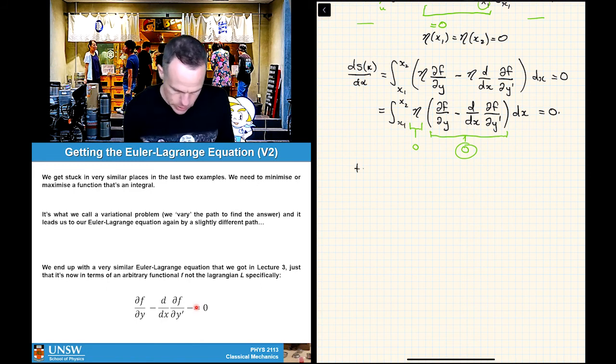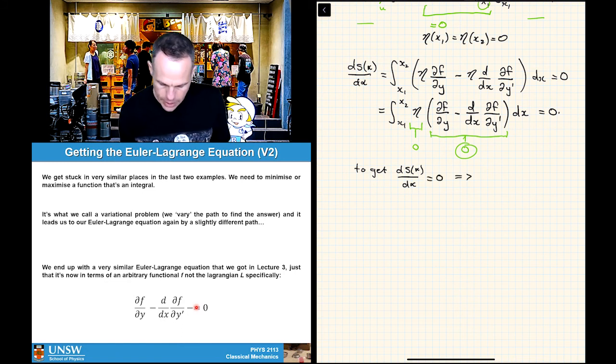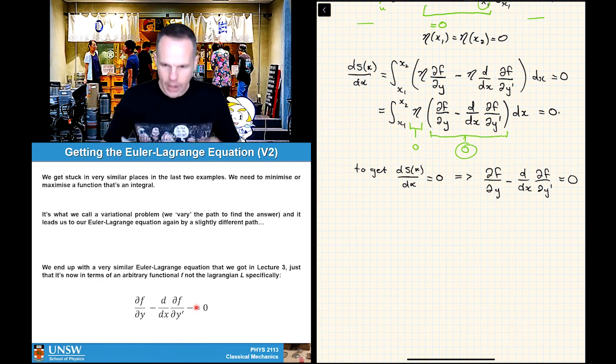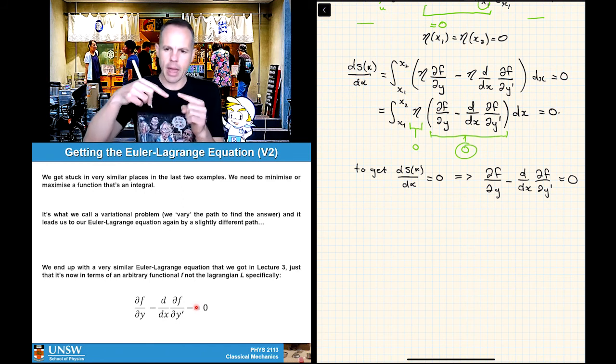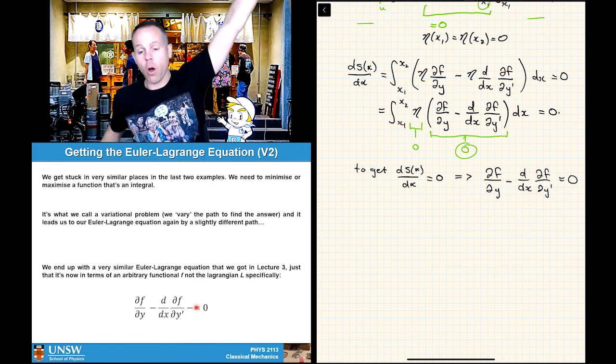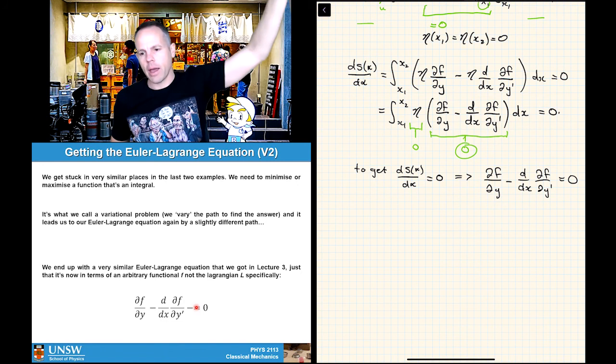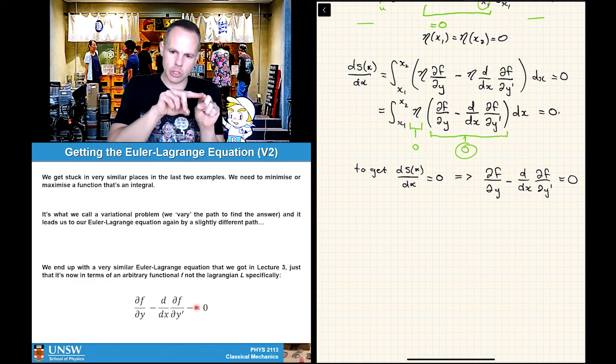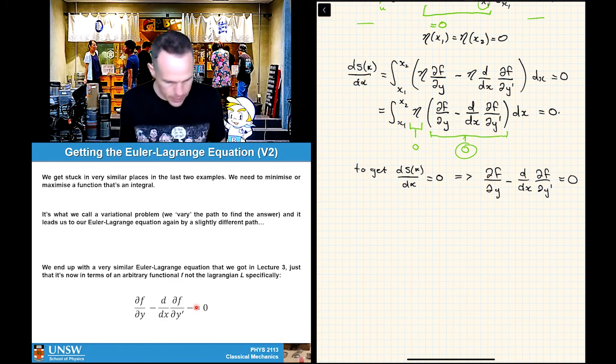We know to get dS of alpha on d alpha equal to 0 means we need to have dF on dy minus d on dx of dF on dy dash equal to 0, okay? And we kind of need to do this, and this is why I mentioned a little bit earlier, at or near alpha equals 0, because you can imagine that there might be positions where this function has a maximum or a minimum that are a long way from the correct path, and while technically they obey the mathematics here, they're not the correct path, okay? So this is why I specified a little bit earlier that this should be at or close to alpha equals 0, okay? It's very rare that we need to worry about that, but there can be problems where you do need to think about that one, okay?